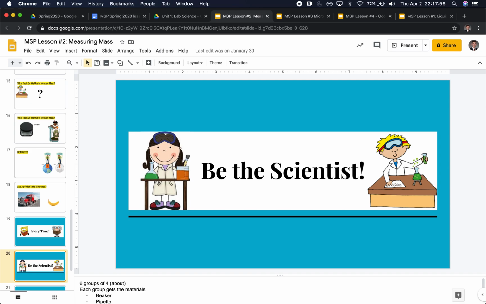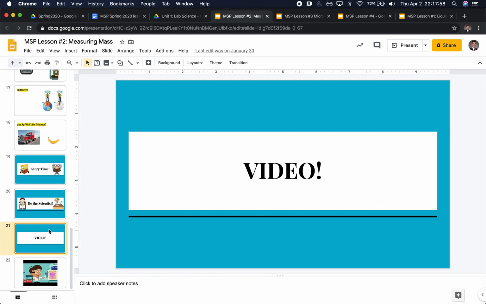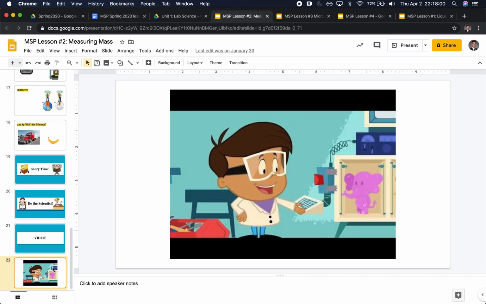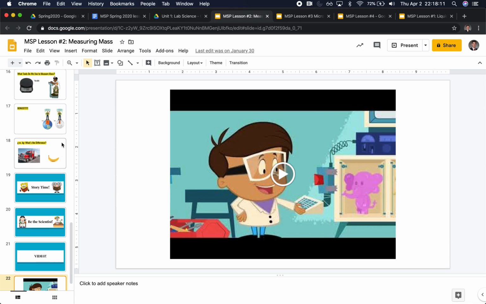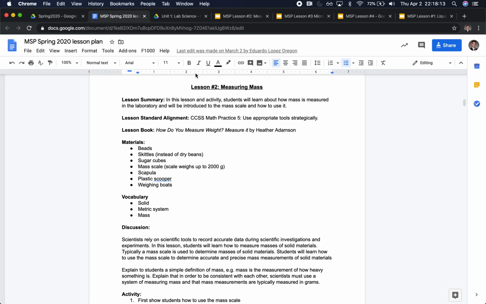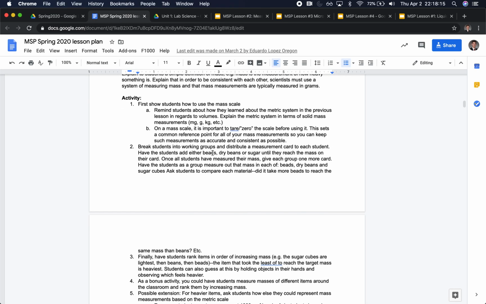And then the activity. Sometimes I'll put a video, sometimes not. In this case, I did. It was this little boy explaining the difference between an elephant made out of, I think, cotton candy, and another elephant made out of steel. That illustrated that point. So back to the activity.